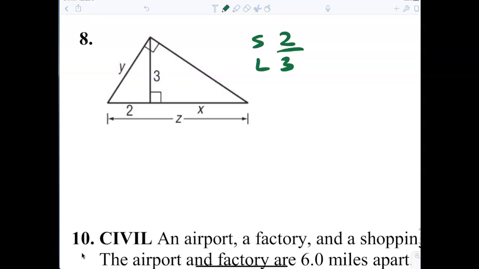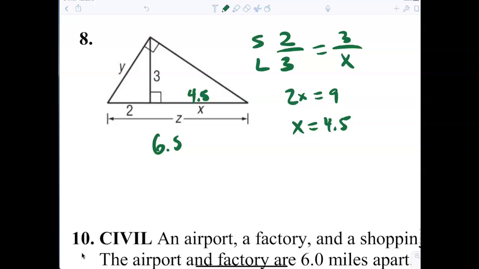Now I'm looking at the triangle on the right. What's the short leg? And what's the long leg? There we go. So 2x equals 9, x equals 4.5. And I just did 4.5 because I knew I was going to get z, which would make that what? 6.5. How's that? That wasn't bad, right? That's what I'm saying. You guys got to practice now. You can't let me do the work.